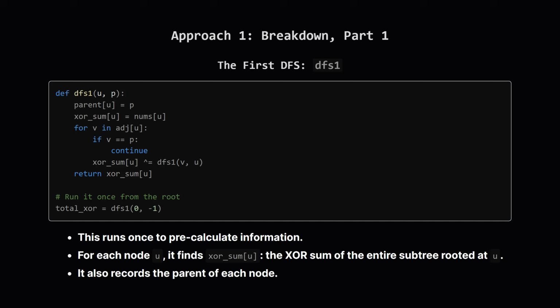Its only job is to gather some basic facts about our tree. As it visits each node, it calculates the total XOR sum of all the nodes in the subtree below it. It stores these values in an array we'll call XOR sum. It also keeps track of each node's parent, which will be useful later.